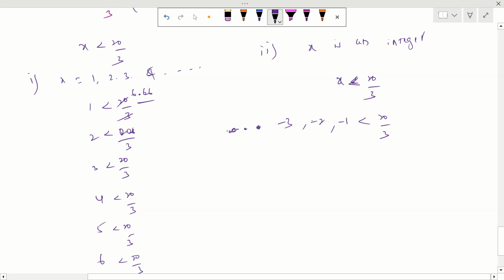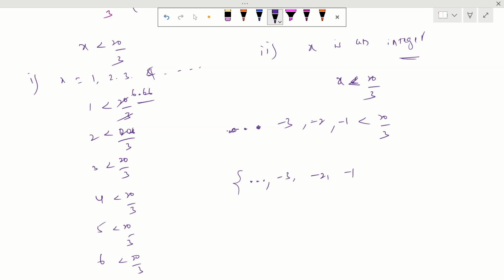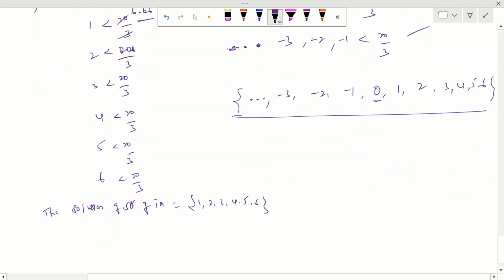And positive numbers are, so the solution of this set is that all negative numbers, continuously, this triple dot means continuously. So -3, -2, -1 are all satisfied by this inequality less than 20 by 3. And for positive numbers, we know that integers contain 0, right? So 0, 1, 2, 3, 4, 5 up to 6 will come. So this is the solution set for these conditions, the solution set of the inequalities for x is an integer. And for natural numbers, this is the solution set.